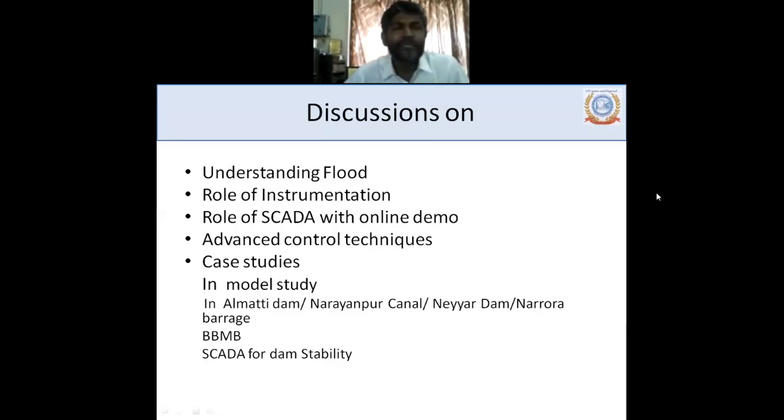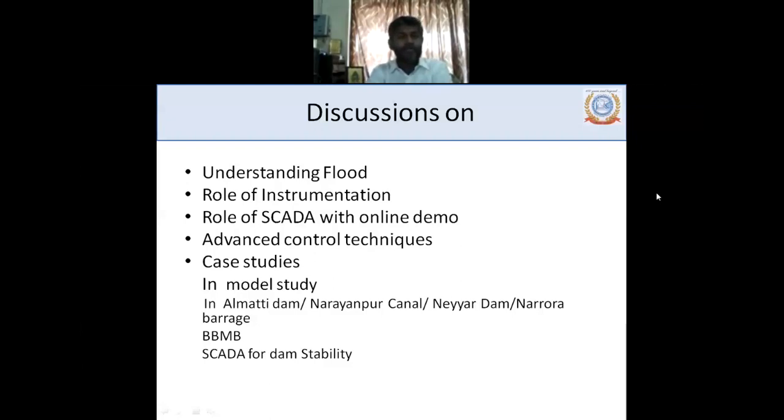Now, as the discussion content shows, let us see the flood basics. We'll see the role of instrumentation. Then we will see how SCADA is going to help in identifying the problem as well as solving it. I have a live online video where the SCADA technique is implemented in a dam control application in Himachal. If the network is strong, I will show you online.